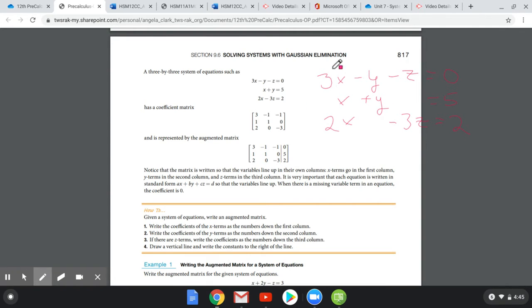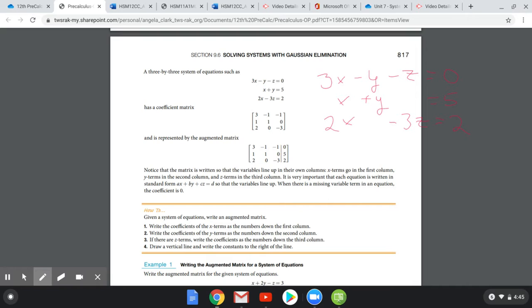So for my x's, my coefficients are 3, 1, and 2. So that's my first column. The coefficients of my y's are -1, 1, and 0. So that's going to be my second column. The coefficients of my z's are -1, 0, and -3. And then this final column is the constants on the right side of the equation. So that's 0, 5, 2. So that's an augmented matrix.